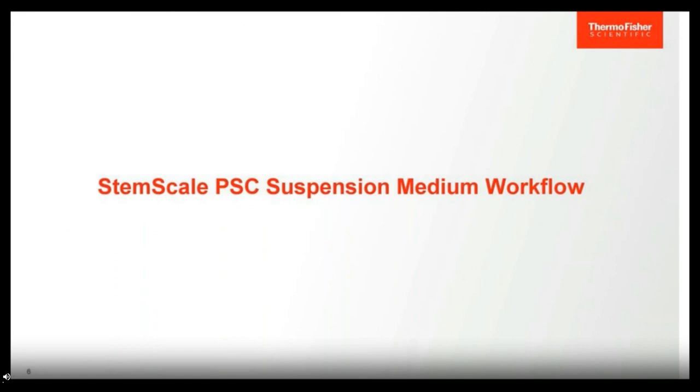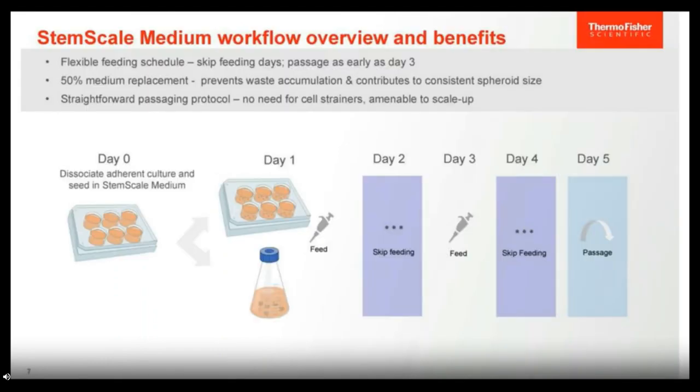So now we'll briefly discuss the StemScale workflow here. So here's the StemScale workflow at a glance. This workflow involves seeding of 3D culture vessels on day 0. And after seeding, we utilize a 50% medium exchange in order to feed cultures every other day. This replacement strategy prevents the accumulation of waste in the suspension culture and also contributes to the maintenance of a consistent spheroid size, since spheroids will be grown in a constant volume for the duration of the culture.